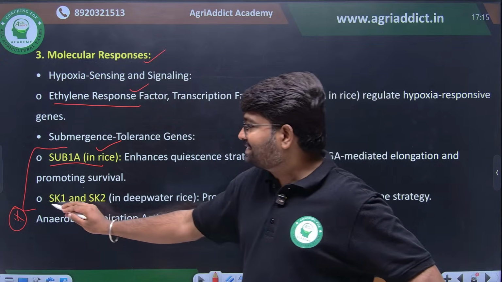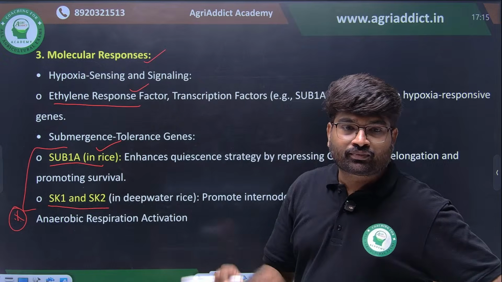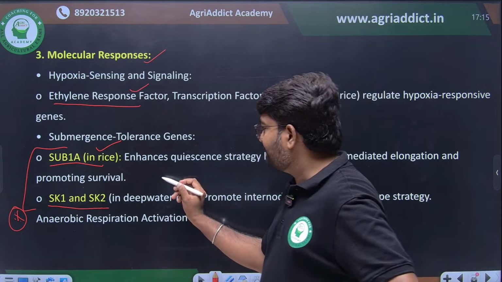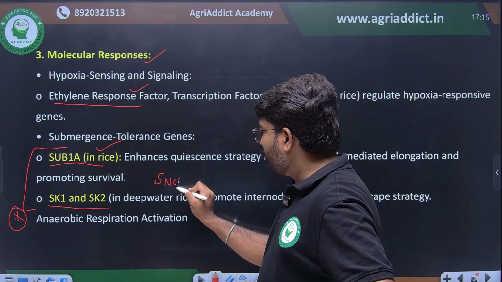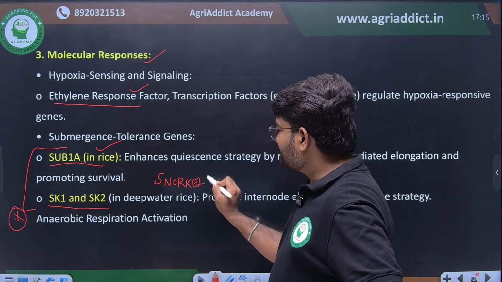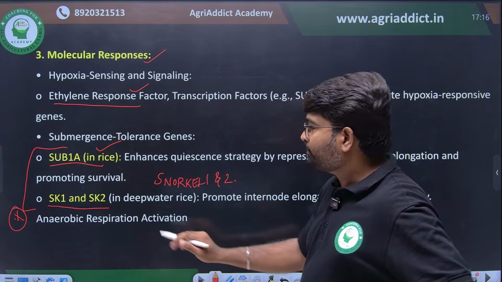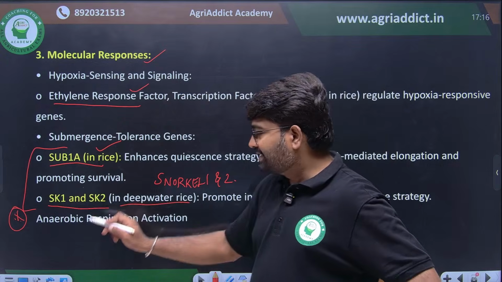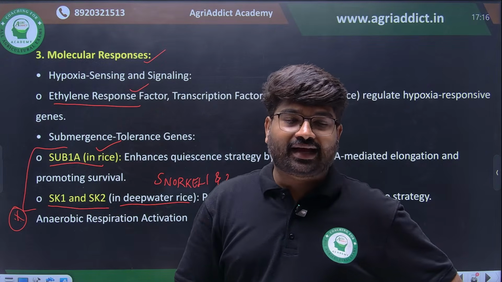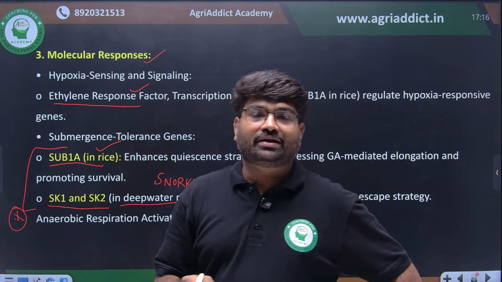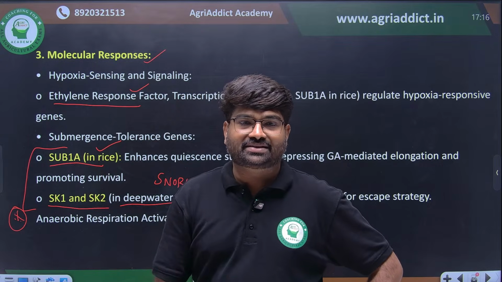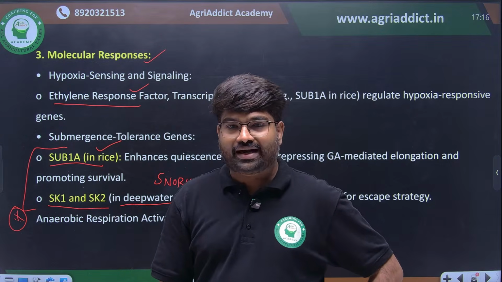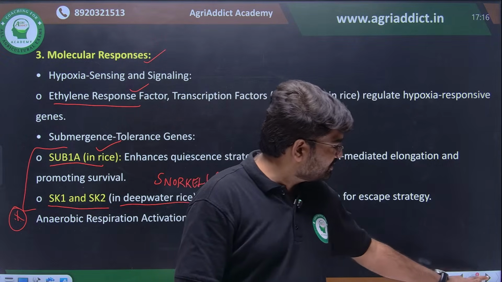Then SK1 and SK2, that means snorkel 1. I am writing here, snorkel, SNORKEL, snorkel 1 and snorkel 2. These are the genes involved in deep water rice, that will have tolerance to flooding due to the presence of these snorkel 1 and snorkel 2 genes. I hope this is clear.